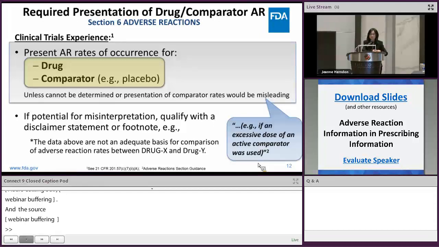But there are other ways you could imagine that if you present the data, it might be misinterpreted to mean that one drug might be safer than the other. If you have any doubt and you think there might be misinterpretation, then include a disclaimer statement as a footnote or in the text stating that the data reflected in the table or in the text are not an adequate basis for comparison of adverse reaction rates between drug X and drug Y.